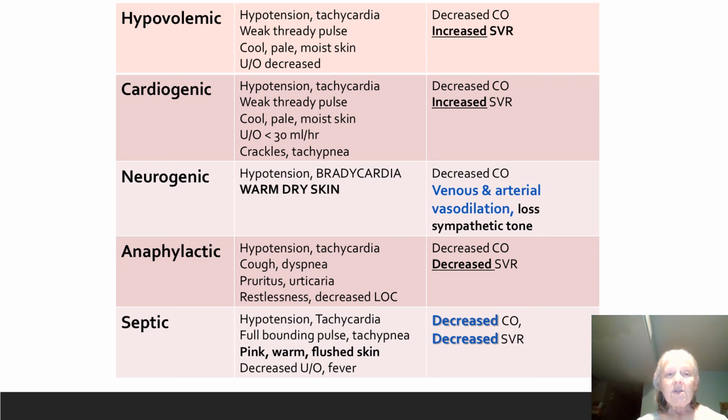So where does all of this come up? There you can see this is just a little table. It tells you a little bit about what you're going to see with the different types of shock. CO is cardiac output, SVC is systemic vascular resistance. You can see it's all put together in a nice little thing that you can carry with you and see what's going on with those patients.